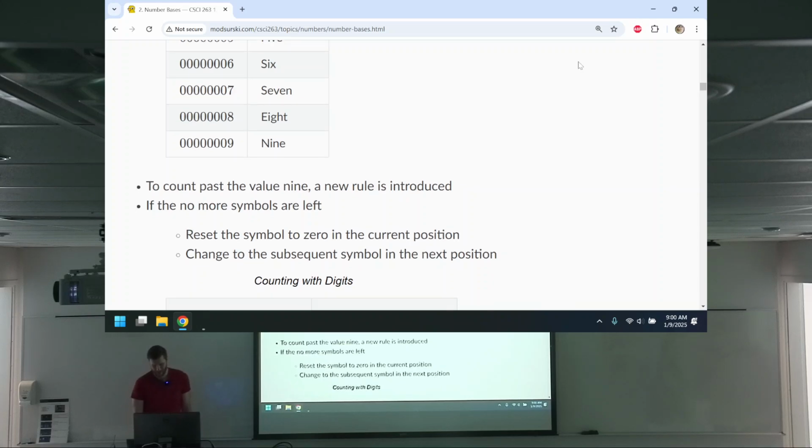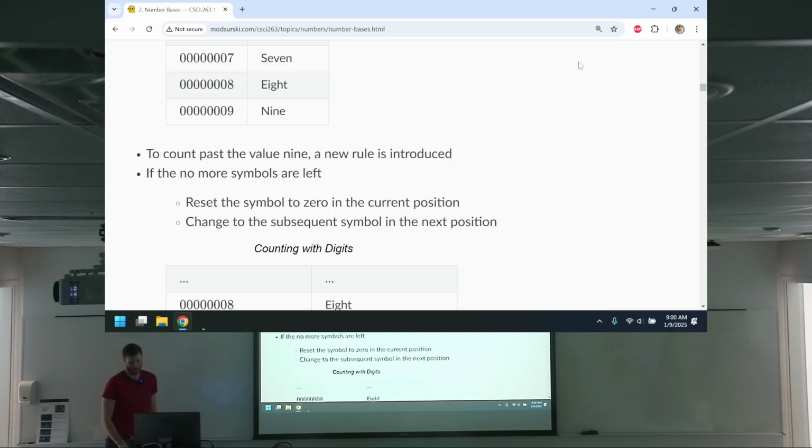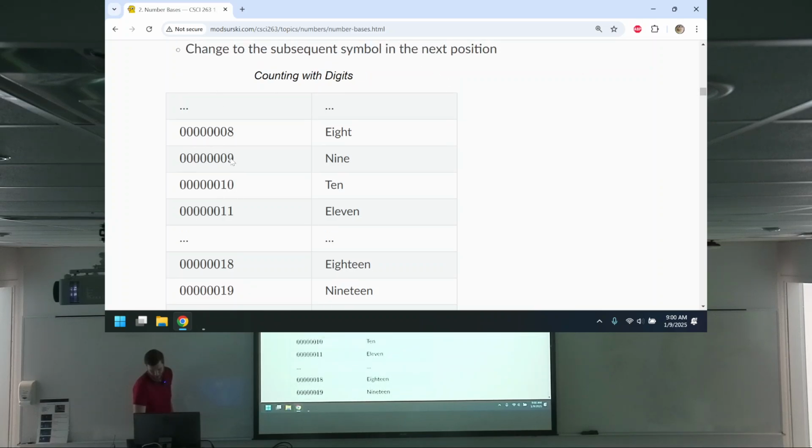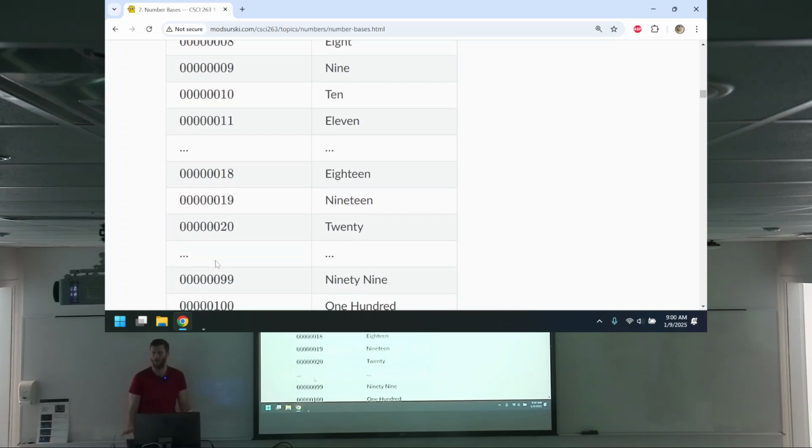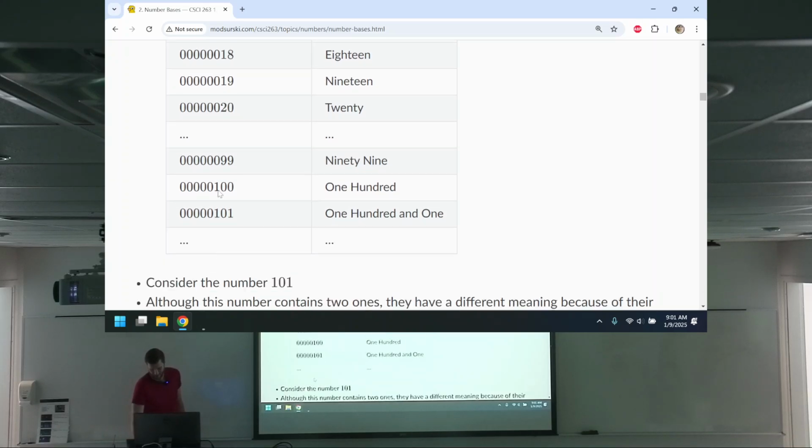To count past 9, we need to introduce a new rule. There's no more symbols, so what do we do? You reset the symbol to 0 in the current position and change to the subsequent symbol in the next position. So 8, 9, and then restart to 0, change to the subsequent symbol. 18, 19, reset to 0, change the subsequent in the next position, and so on. That's how we count. I know, second year university, and you're learning how to count. This pattern goes forever. It's as simple as that.